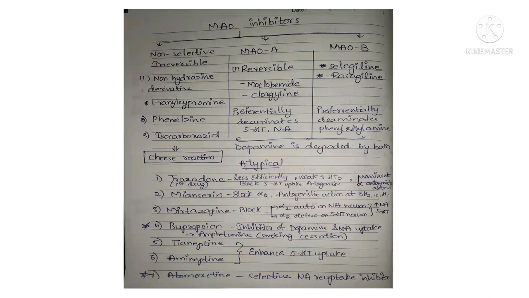See, previously we have seen preferentially norepinephrine reuptake inhibitors. So here atomoxetine is also a preferentially norepinephrine reuptake inhibitor, but it is not a tricyclic antidepressant. And the above two drugs mainly inhibit serotonin uptake. Out of these many atypical drugs, bupropion and atomoxetine are very important.